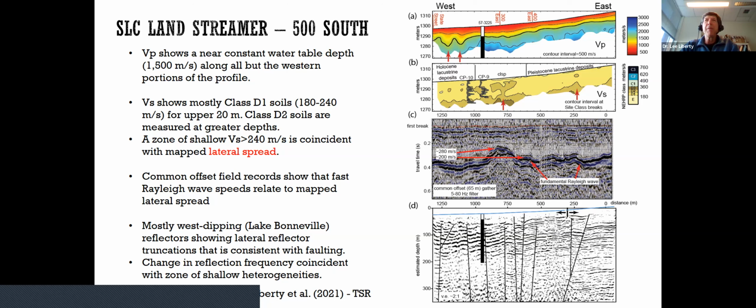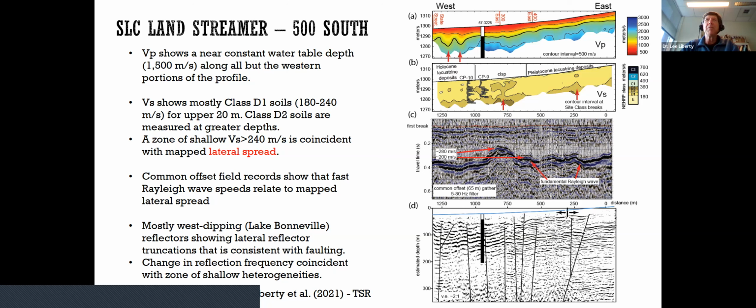I like to show these common offset gathers here to kind of validate this interpretation and observation. And what we're seeing here is, so this is a common offset gather. So this is every trace at 65 meters offset between the source and the receiver. And all I've done is I filtered this particular gather between 5 and 80 hertz. So there's no processing in the data. This is raw field data, except for a bandpass filter.